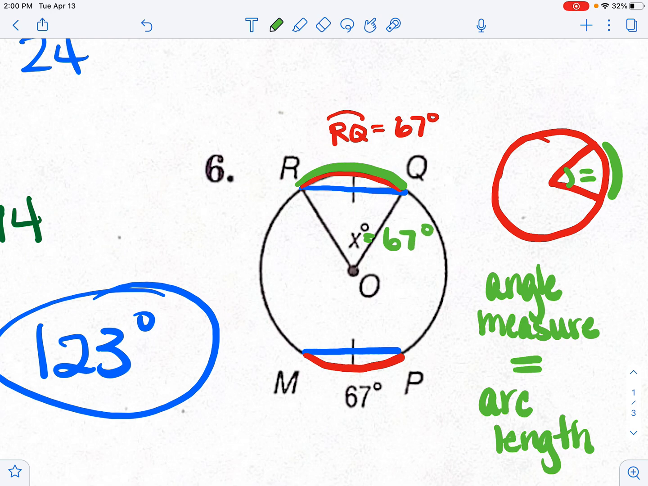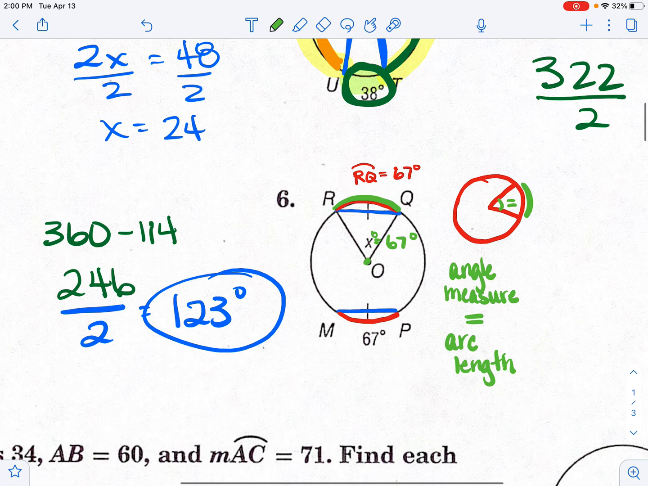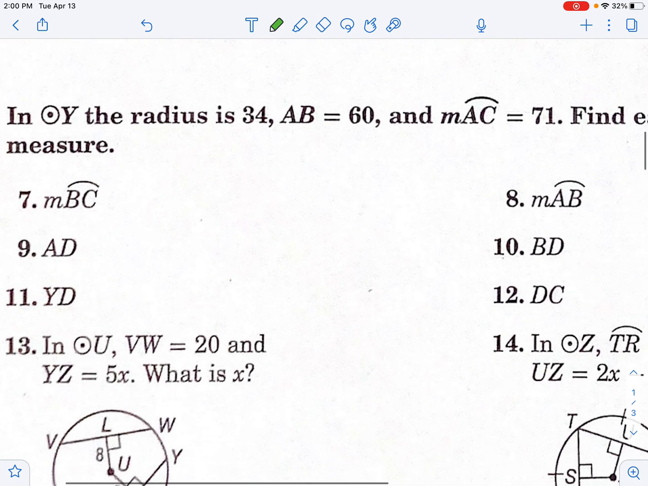Now, I had a few students who said, well, I thought that was the radius. Well, it's not the radius because of this little circle that tells us it's degrees. So one thing you need to remember is that the angle measure is equal to the arc length when the vertex is in the center of the circle.